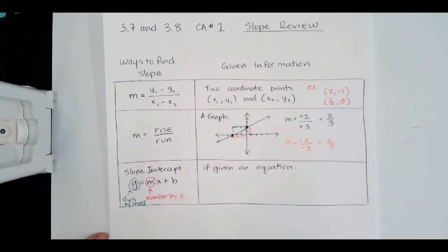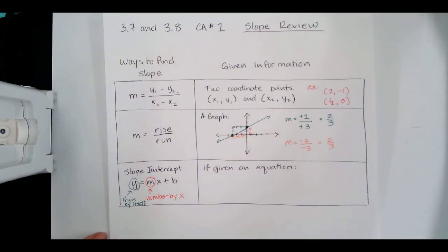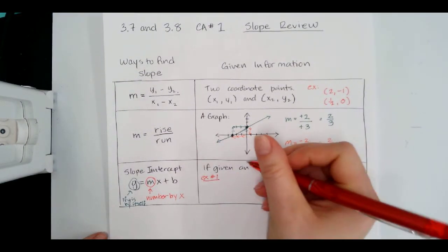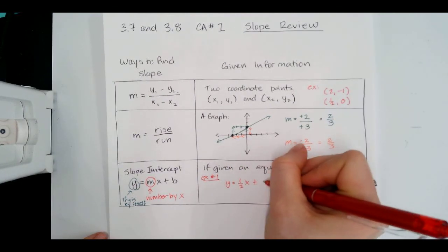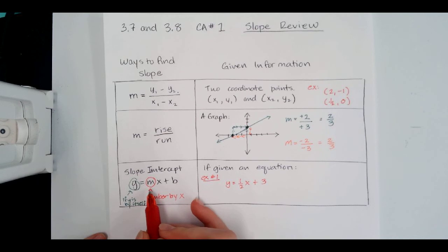Okay, so let's do two examples for this one. Okay, so here's an equation. I'll call this example number 1. I'm given the equation y equals 1 over 2x plus 3. And I'm asked, what is the slope? Well, I know I'm given an equation, so the best method to use would be this one. And this method says, if y is by itself, look at the number by x.